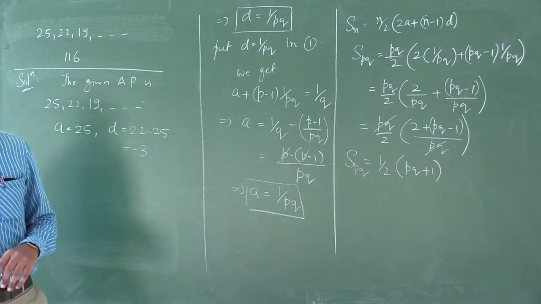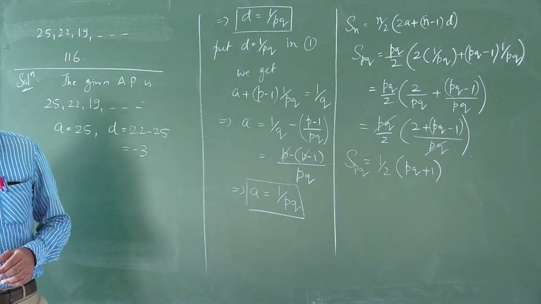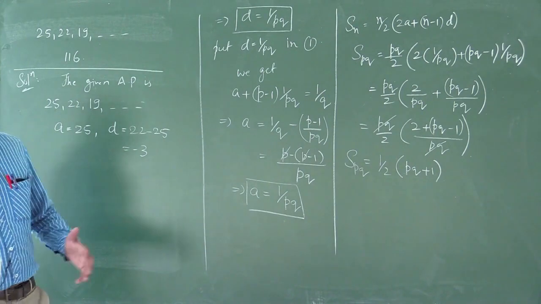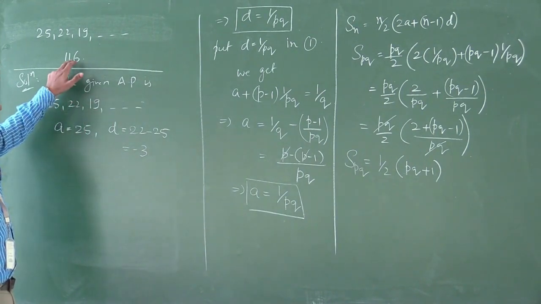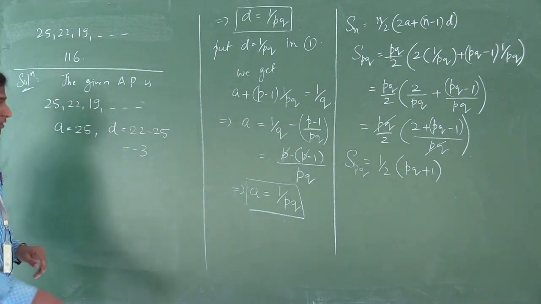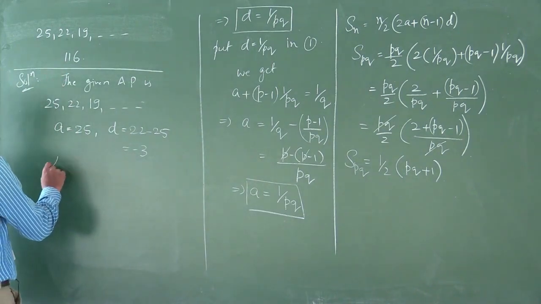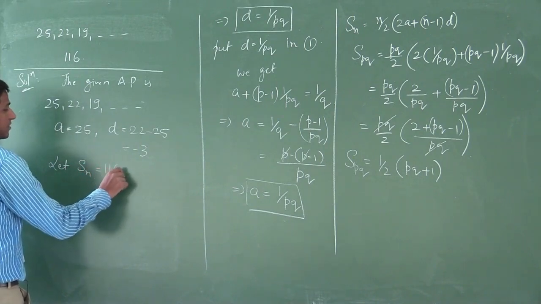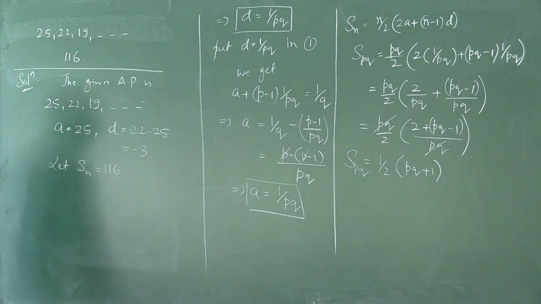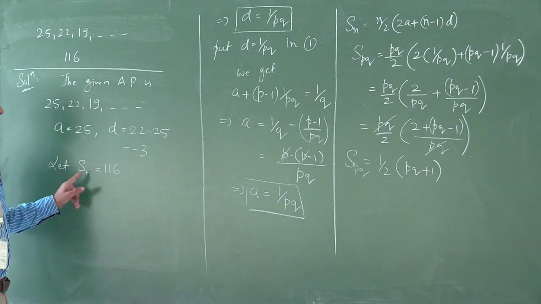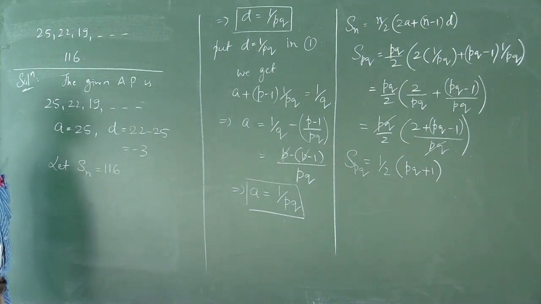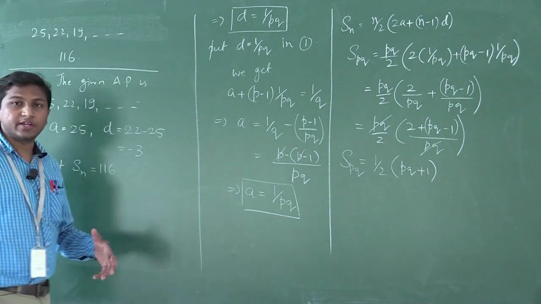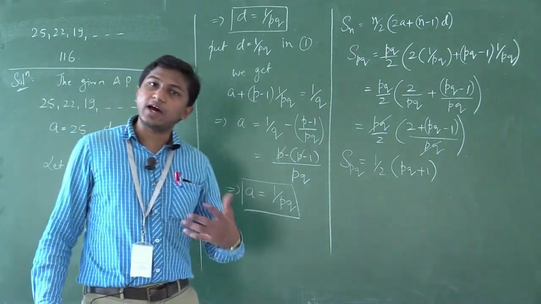So look at the question again. What is given there? The sum of a certain number of terms of the AP is 116. So 116 is nothing but Sn. Sn equals 116. What is the question asking us to do? It is asking us to find the last term.